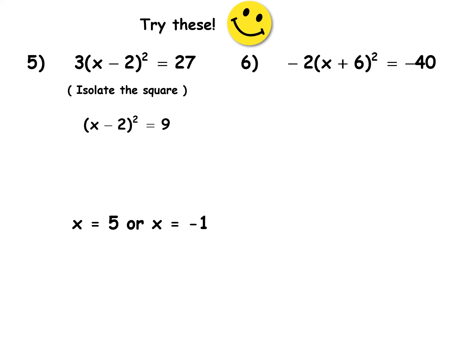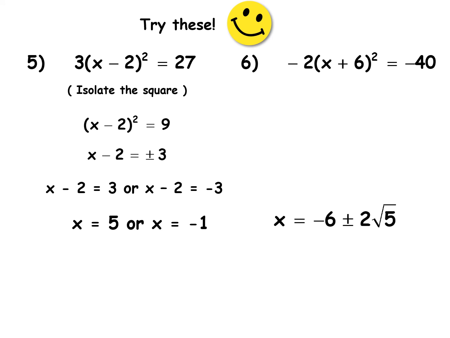Now when I square root both sides, I'll have x minus 2 on the left-hand side and plus or minus 3 on the right-hand side. So in essence, I have to set up two equations now. I have to say x minus 2 equals positive 3 or x minus 2 equals negative 3. And when I solve them separately, I get x equals 5 or x equals negative 1.